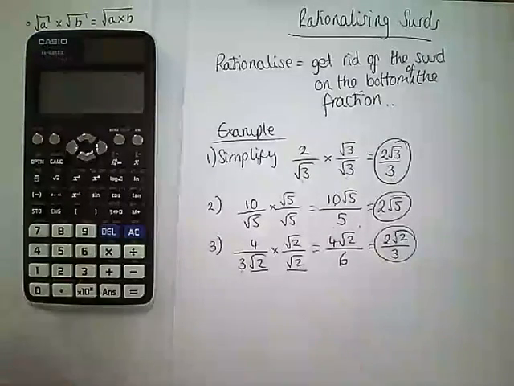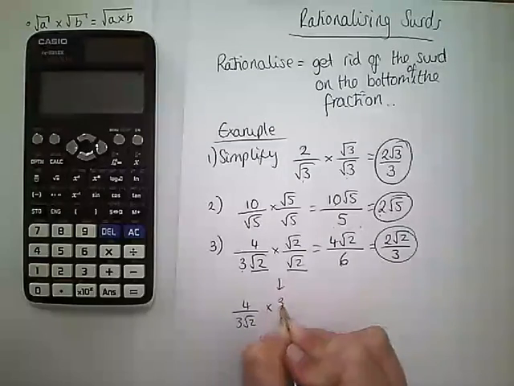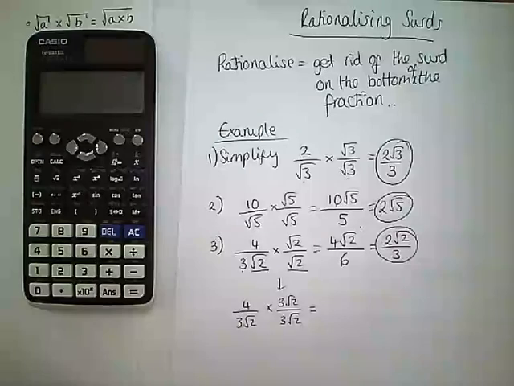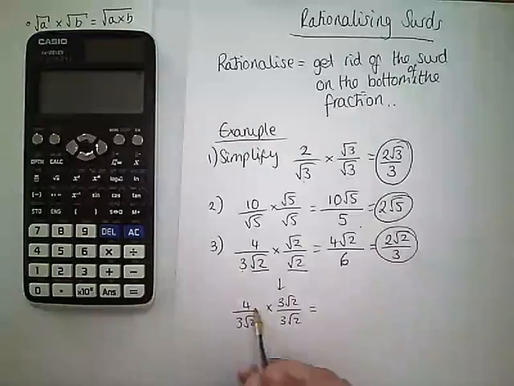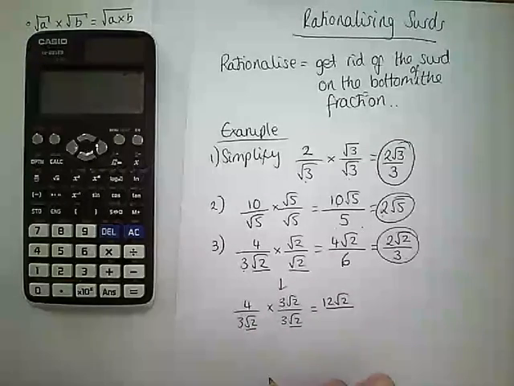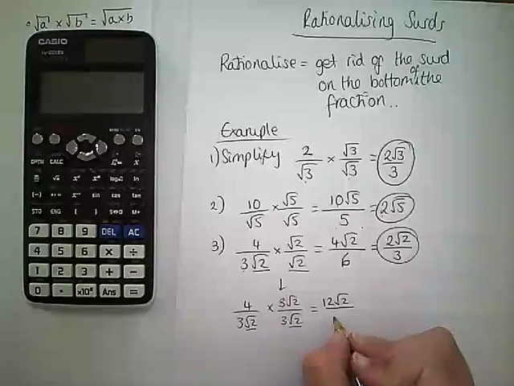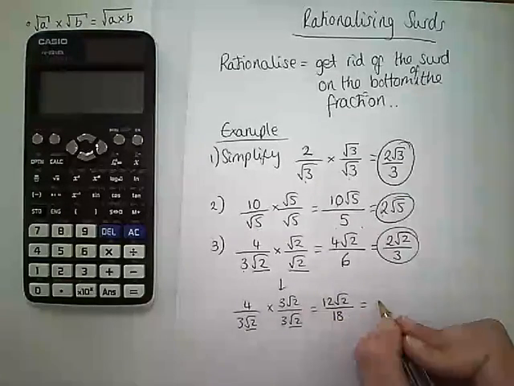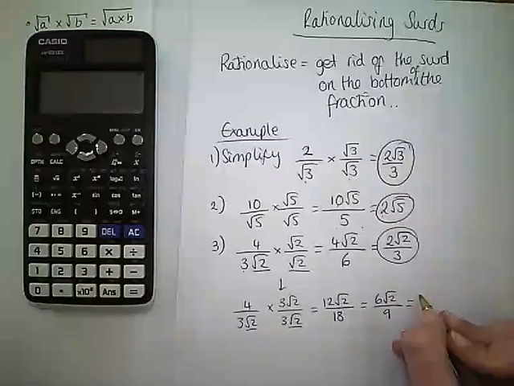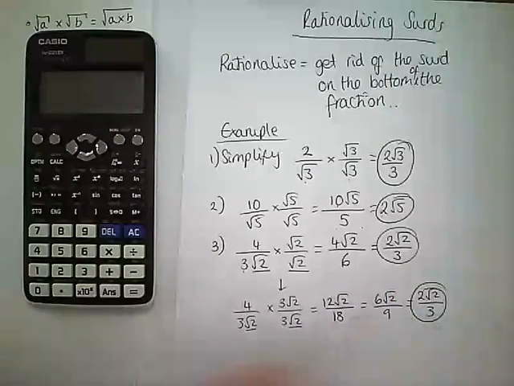Okay. You can here times the top and the bottom by 3 root 2 if you would like to. The reason we're not going to do that by choice is because it makes it more complicated. So 4 times 3 root 2 makes 12 root 2. Root 2 times root 2 is 2. 3 times 3 is 9. So we get 9 times 2, which makes 18. You could then simplify that to 6 root 2 over 9 and divide it by 3 makes 2 root 2 over 3. Same answer, longer method.